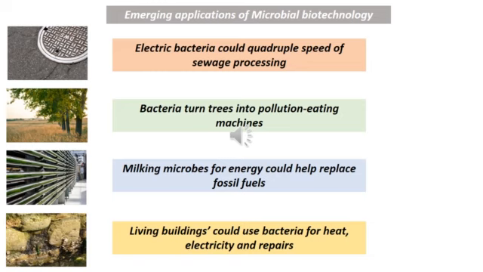Applications of bacteria that turn trees into pollution-eating machines: hacking trees by adding bacteria to their roots to develop symbiotic relations that could help scrub contaminated soil clean of chemicals and metals coming from industries as a gentle remediation process.